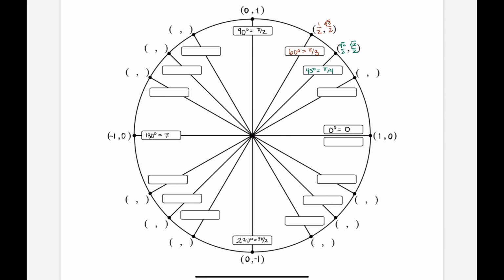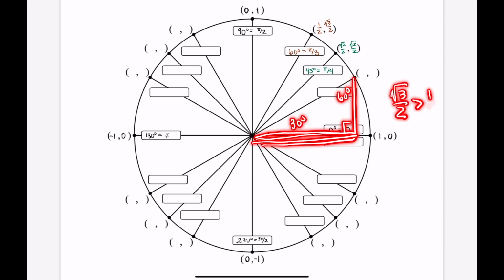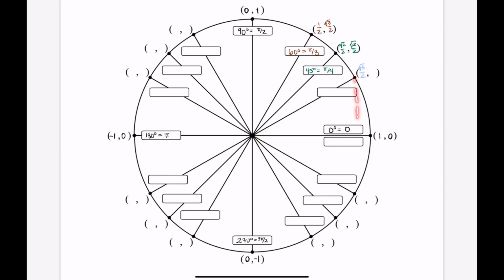The last triangle we looked at was another 30, 60, 90 triangle, except it was oriented differently, making this x value the longer side. So this x value is equal to root 3 over 2. And the y value, which is this vertical side, is equal to 1/2. And this is 30 degrees, which is the same thing as pi over 6.